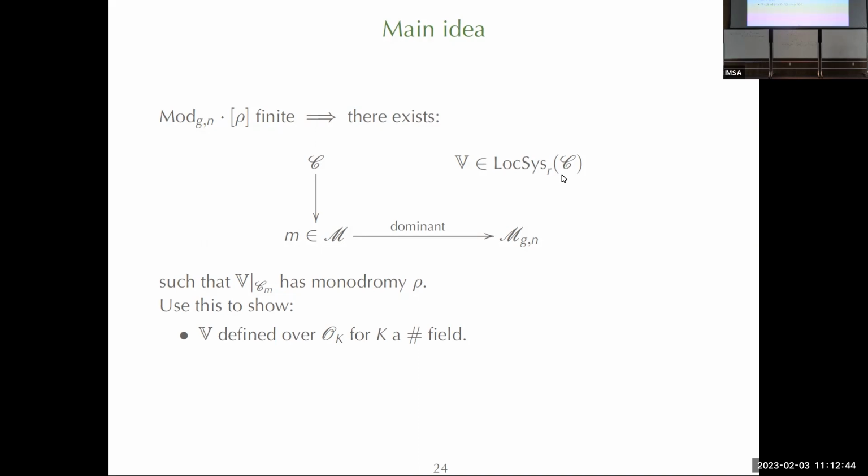Our goal will be to show two things. First, that this local system V is defined over the ring of integers of a number field. And the second thing we want is that any way of extending scalars from that number field to C gives us a unitary local system. If we prove these two things, we win. Why is that? Because the embedding of the ring of integers O_K into the product of copies of C, where the product runs over all embeddings of O_K into C, has discrete image.